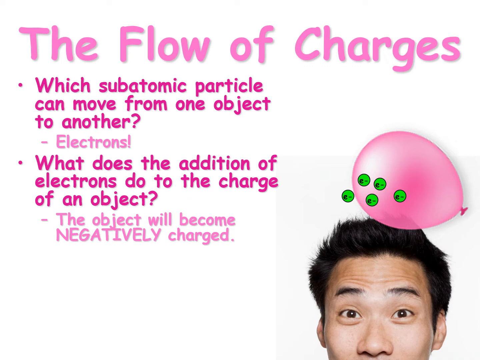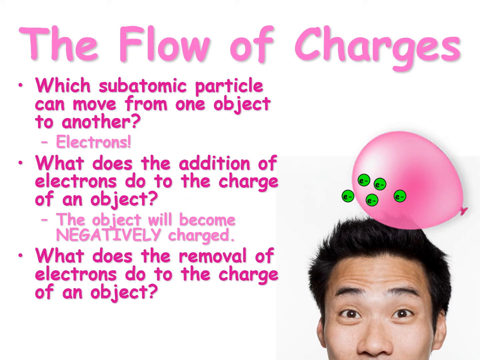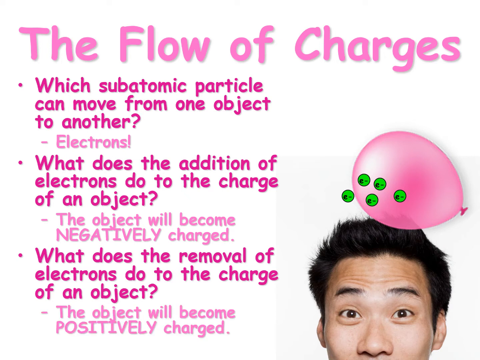Now, if the balloon is negative, what happens to the hair of this person? What does the removal of electrons do to the charge of an object? The object will become positively charged. Correct. That is why when we bring the balloon near the hair, the hair stands up, because the hair is positive and the balloon is negative, so they attract.